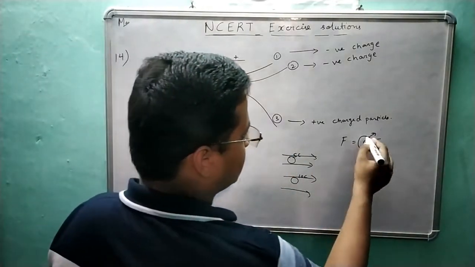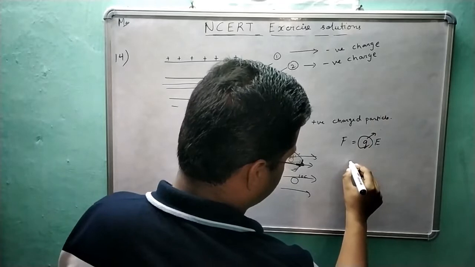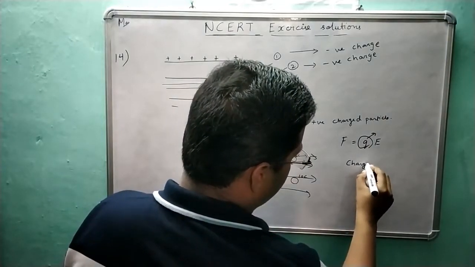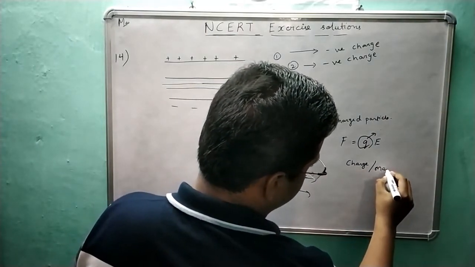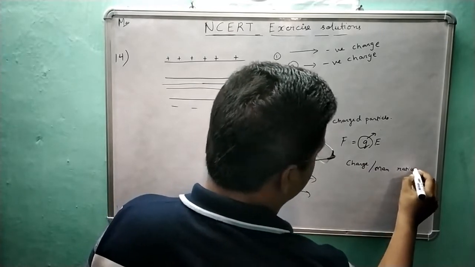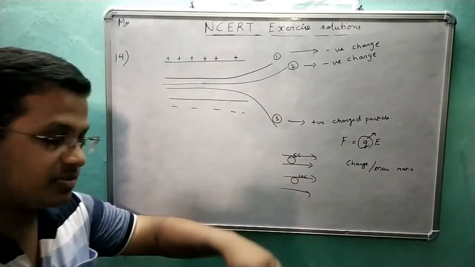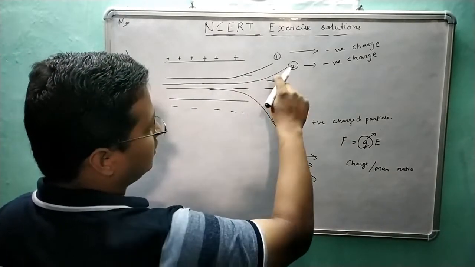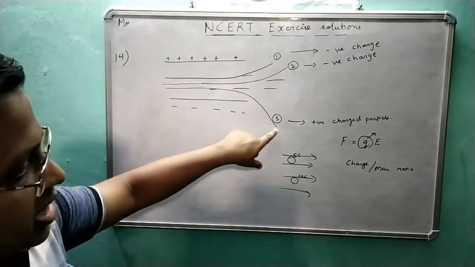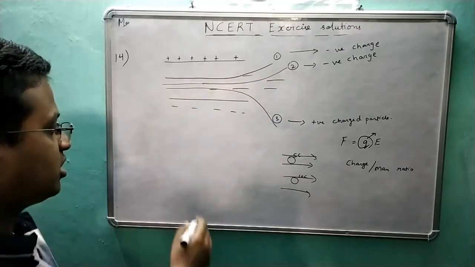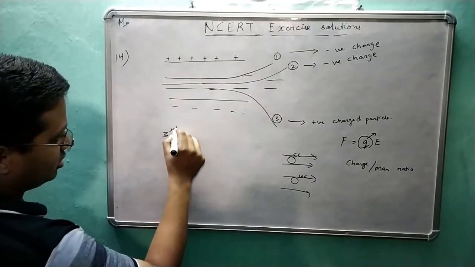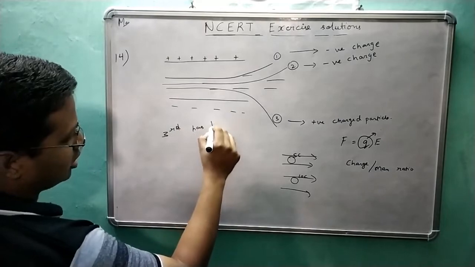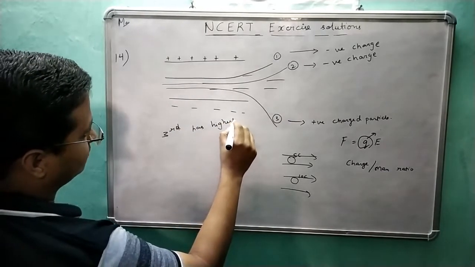So the object which has higher charge, or higher charge to mass ratio, will deviate more, or will experience more force. So out of these three, which has deviated more? You can easily see that the third particle has deviated more. So the third one has the highest charge to mass ratio.